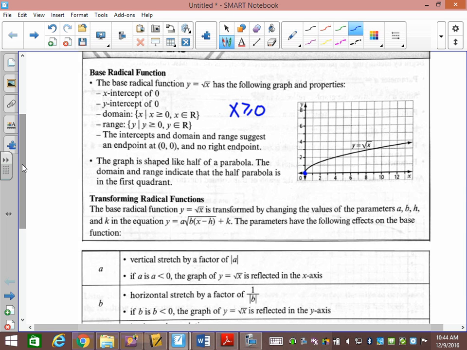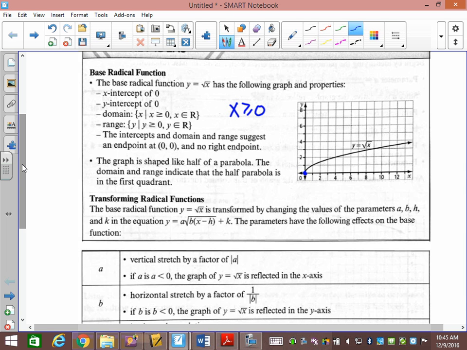We have our domain. Then you base your range on what your domain is, okay? So because I have to have x values being 0 or greater, when I plug those in, my y values are also going to be 0 or greater. So that's why we get our range to be y is greater than or equal to 0. You need to understand radical and rational functions, the next two units, really well, so that when we do operations on functions, you can do them. They're easy because you know all this stuff, which is put into operation. The intercepts in domain and range suggest an endpoint at 0, 0, and no right endpoint. It keeps going on forever, okay?